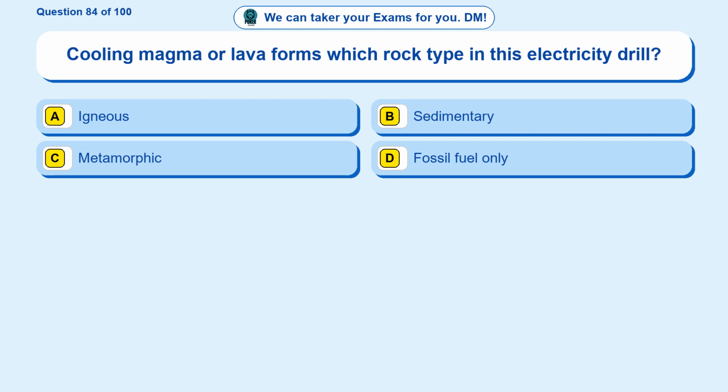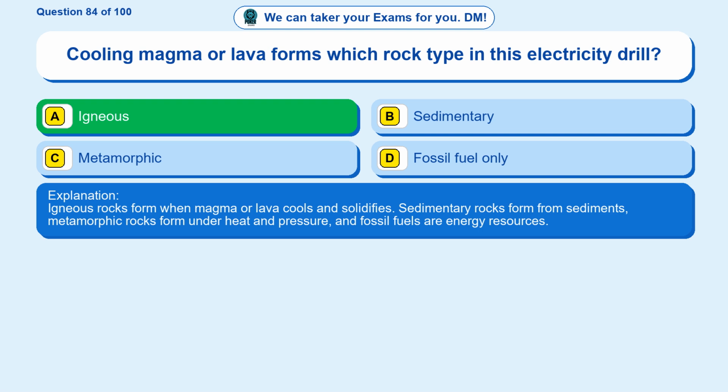Question 84. Cooling magma or lava forms which rock type in this electricity drill? Option A igneous. Option B sedimentary. Option C metamorphic. Option D fossil fuel only. The correct answer is option A. Igneous. Igneous rocks form when magma or lava cools and solidifies. Sedimentary rocks form from sediments, metamorphic rocks form under heat and pressure, and fossil fuels are energy resources.